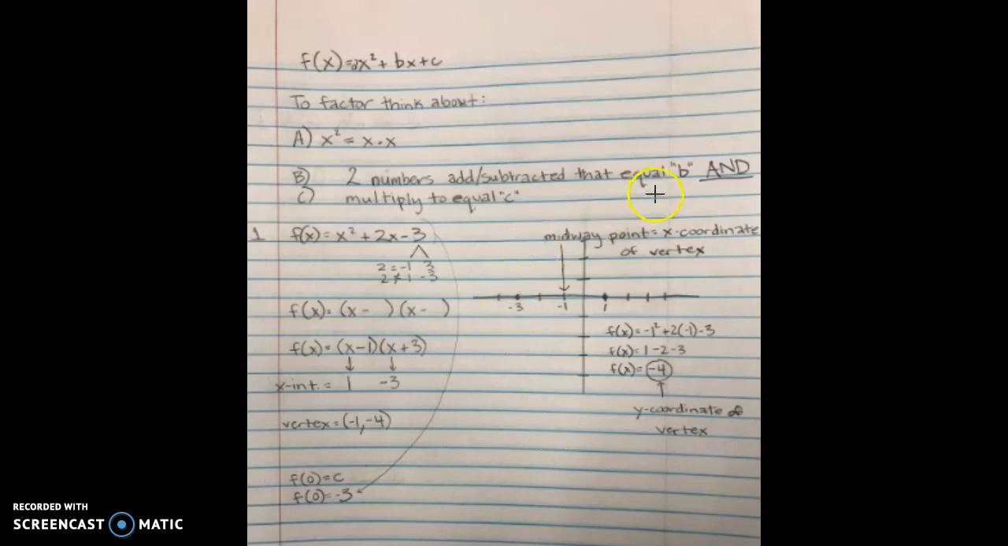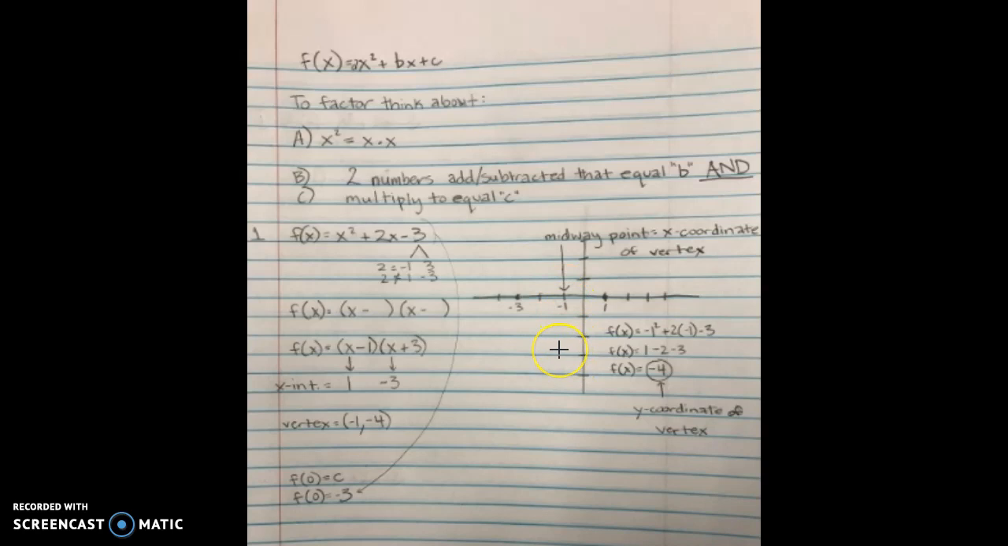Now, the midway point of the x-coordinate. You see we have negative 3 right here, and I have 1 right here. These are 4 positions on the number line on the x-axis away from each other. The midway point is 2 over from the 1 and 2 over from the negative 3, and that puts me at negative 1. The x-coordinate of my vertex is going to be negative 1. That's the midway point.